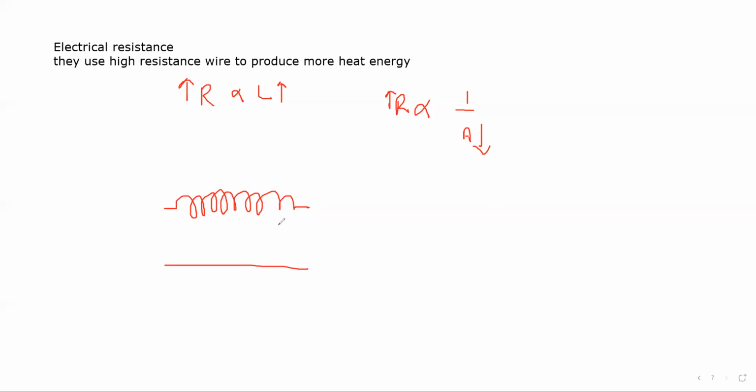So if I say you have two wires available to produce heat energy as a heater, which wire is suitable, A or B? A is suitable. Why? Because A is longer and A is thinner, so in both cases it has high resistance. When it has high resistance, it will produce a greater amount of heat energy.